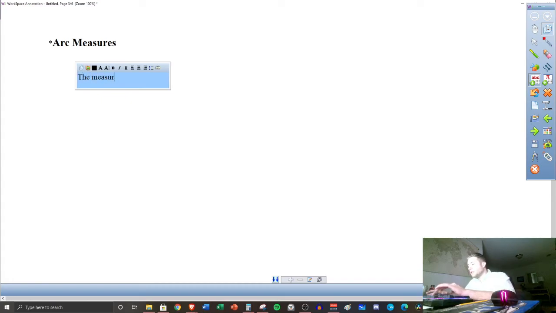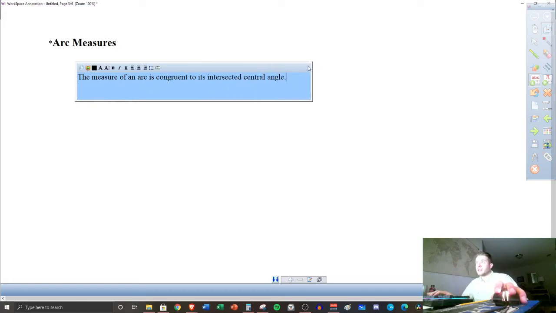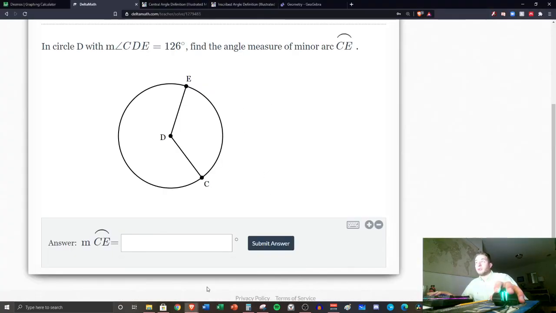The measure of an arc is congruent to its intersected central angle. So this is our rule for this, and that helps us answer this.